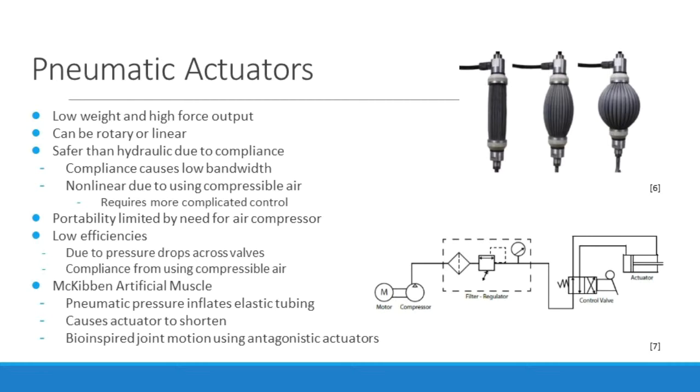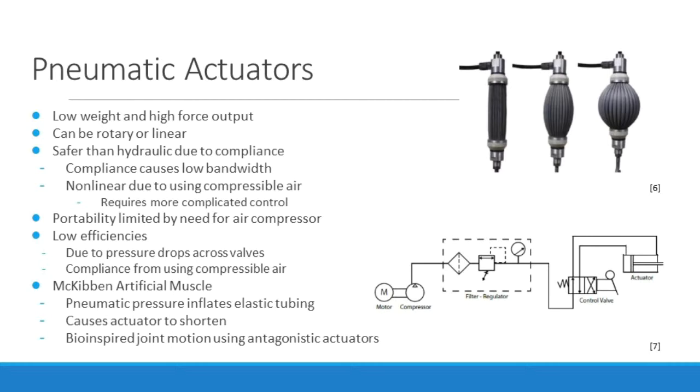They are also available as rotary, linear, single, and double-acting mechanisms. Like hydraulic actuators, they are capable of high forces, but since they use air, pneumatic actuators are inherently compliant. This adds an element of safety to them, but it also causes lower efficiencies and lower force bandwidths. Since air is compressible, pneumatic actuators display nonlinear behavior, which complicates their control.